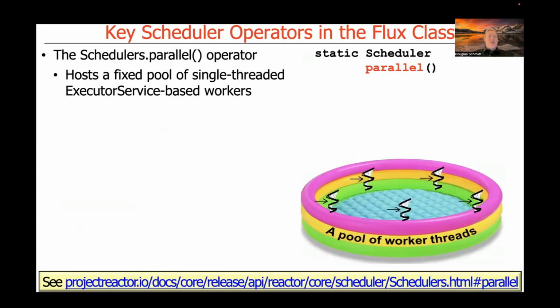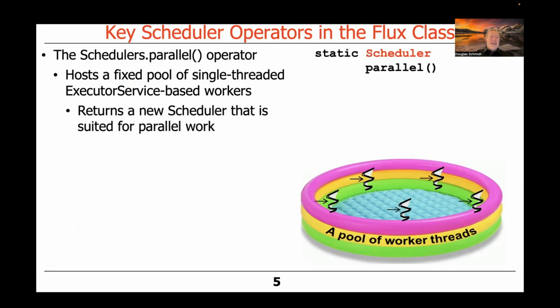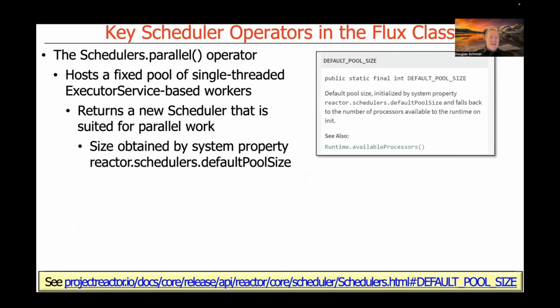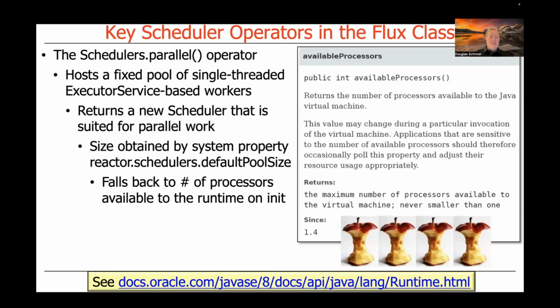So the Schedulers parallel operator is used to host a fixed pool of single-threaded executor service-based workers. It's kind of a mouthful, but those are the features that parallel provides. And it returns a new scheduler that's designed for use with parallel computations. And the size of the pool is dictated by a system property called reactor.schedulers.defaultPoolSize. So you could actually override that if you need to, but that's what it sets up with by default.